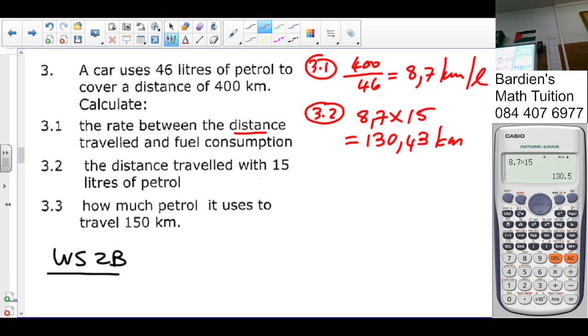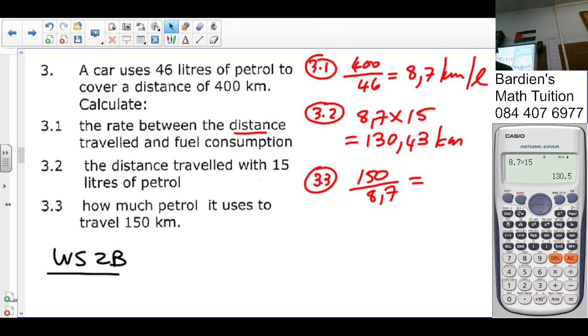You go to 3.3. How much petrol is used to travel 150 kilometers? So in other words, we're going to calculate how many liters of petrol will be used. So 150 kilometers divided by how many kilometers can be covered with 1 liter. So we say 150 divided by 8.7. It gives you 17,24 liters. So it's fairly simple, no?